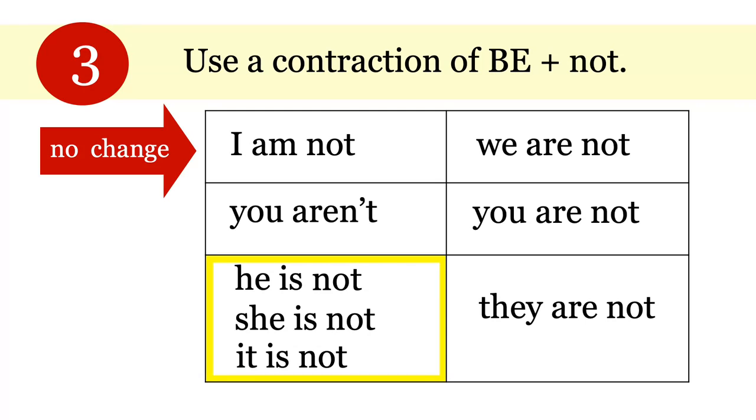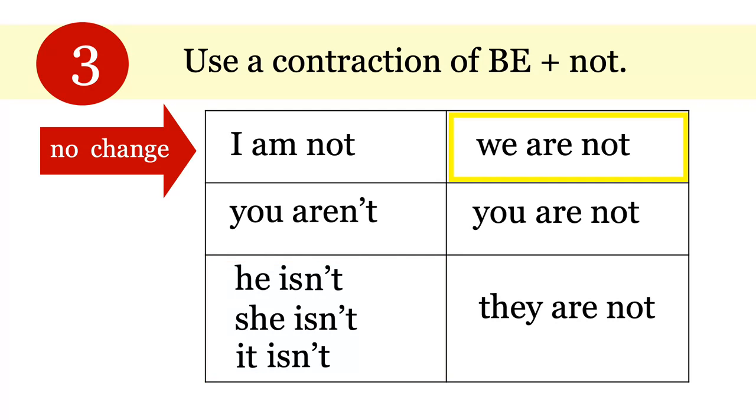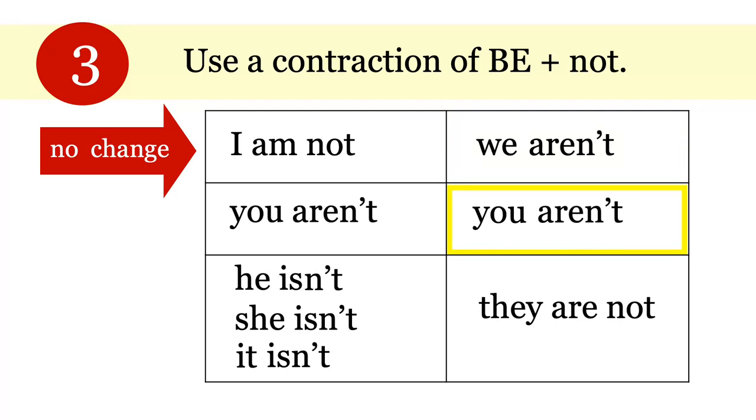With he is not, it's the same. Drop the O, make one word, don't forget the apostrophe. He isn't. She isn't. It isn't. And the rest all use the form are, so they look like aren't. We aren't. You aren't. And they aren't.